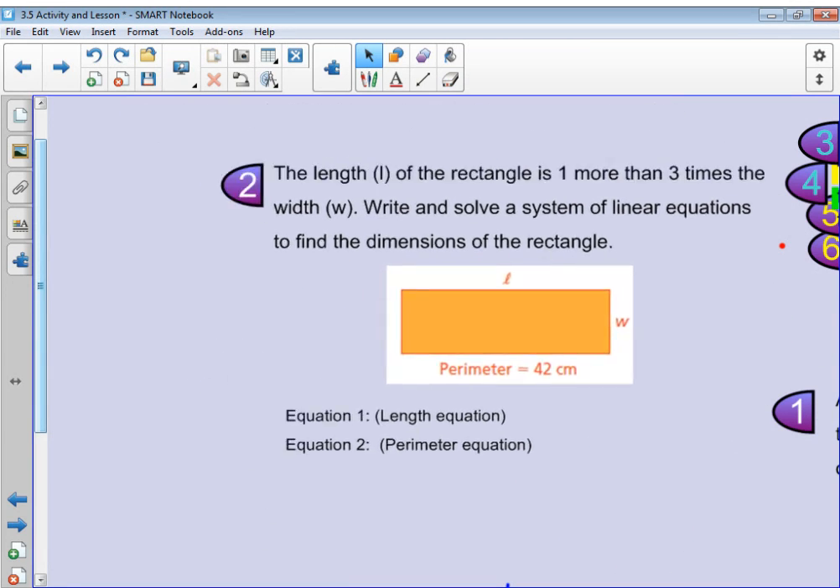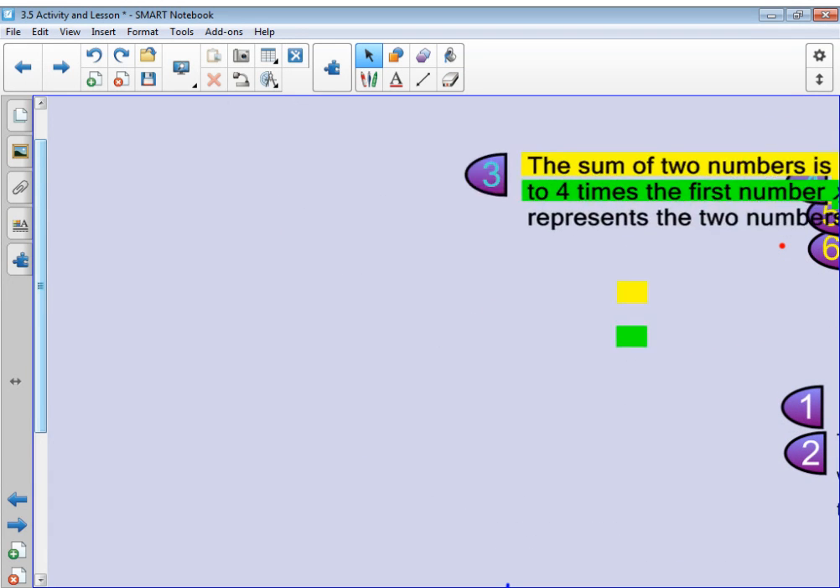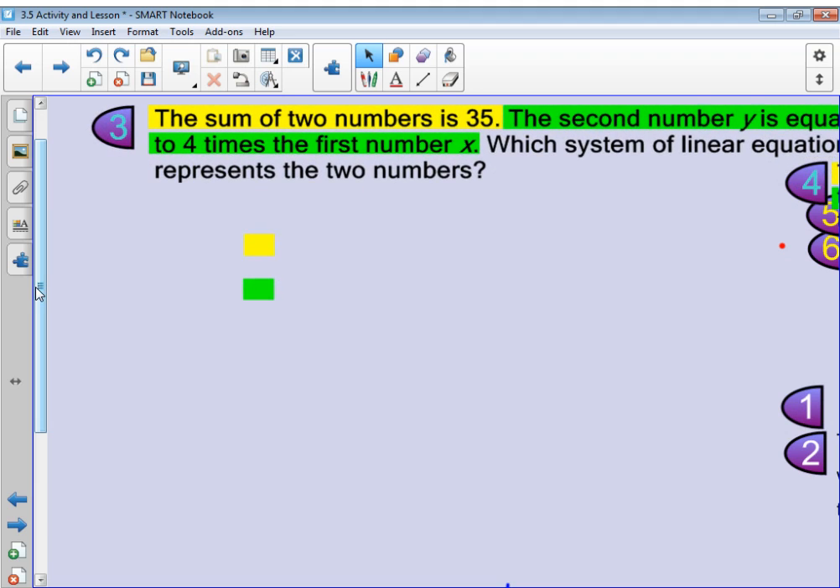Okay, so let's go ahead and practice some that are a little bit easier. I'm going to do one, and then you guys will do one on your own. Okay, so I have the sum of 2 numbers is 35. So 2 numbers, we'll just say x and y. The sum means to add. So x plus y equals 35. Okay, so that's the yellow statement.